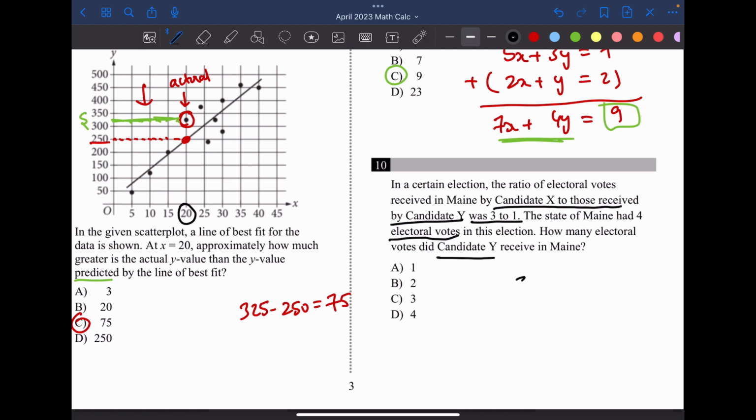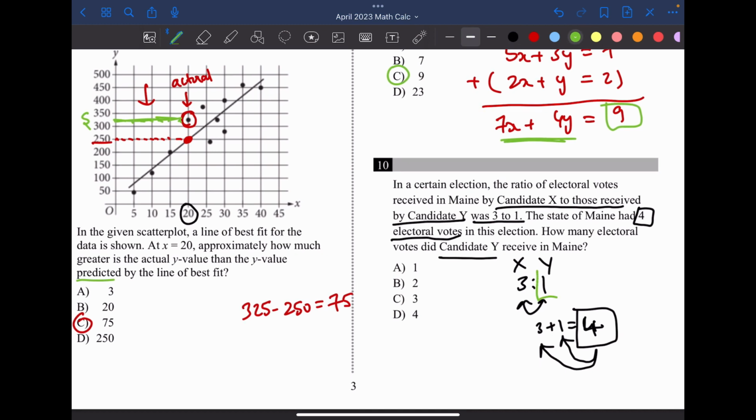So if the ratio is 3 to 1, that means you could add these up. 3 plus 1 equals 4. And that means for every 4 units that you have, for every 4 votes that you have, 3 of them are going to go to candidate X, and 1 of them is going to go to candidate Y. So this is X, and this is Y. And then it asks you, if you do have 4 votes, how many did candidate Y receive? The answer is very simple. It would just be 1.